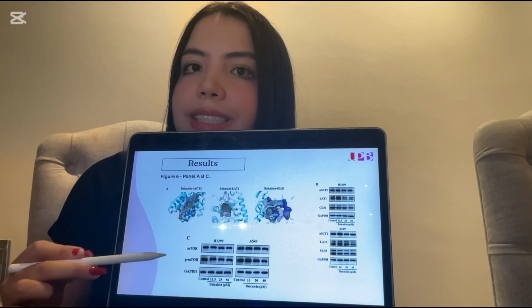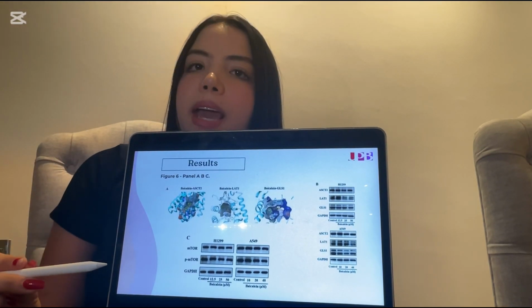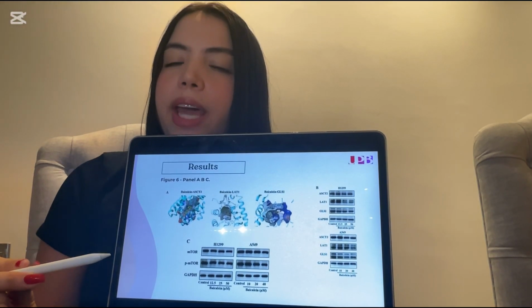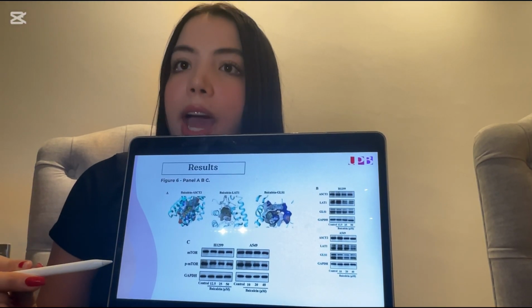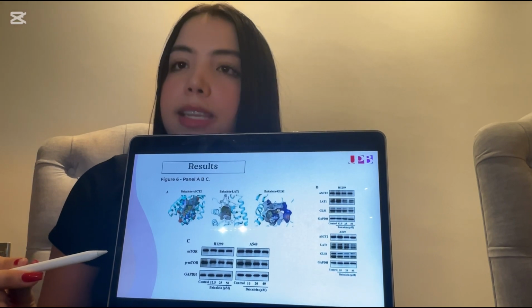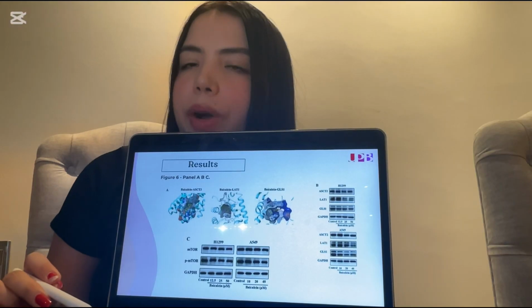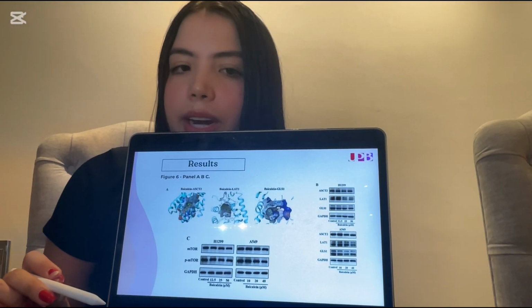Finally, in panel C, we have the p-mTOR/mTOR ratio index, which significantly decreased in H1299 and A549 cells treated with Baicalin compared to the control group, indicating the suppression of mTOR activation.